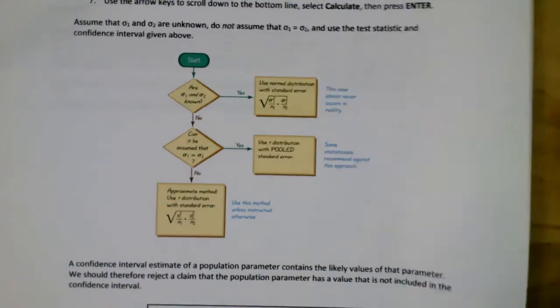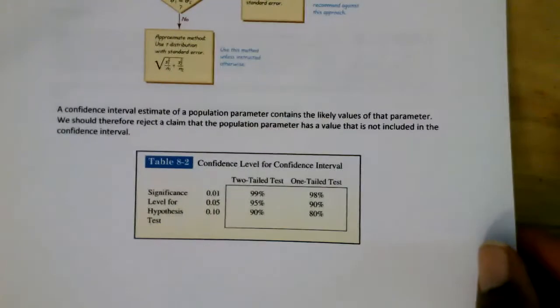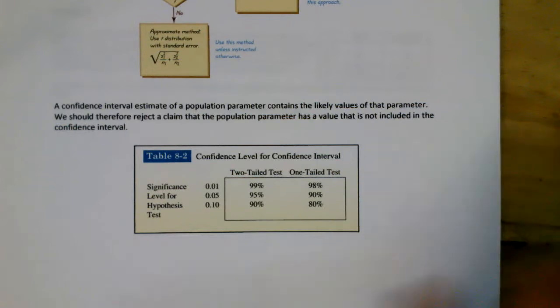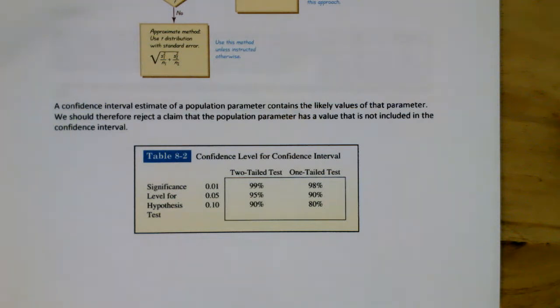Okay. Also, a confidence interval estimate of a population parameter contains the likely values of that parameter, and we should therefore reject the claim that the population parameter has a value that is not included in the confidence interval. So if that population parameter has a value and it's not in that confidence interval, we can reject the null hypothesis. Otherwise, fail to reject the null hypothesis.